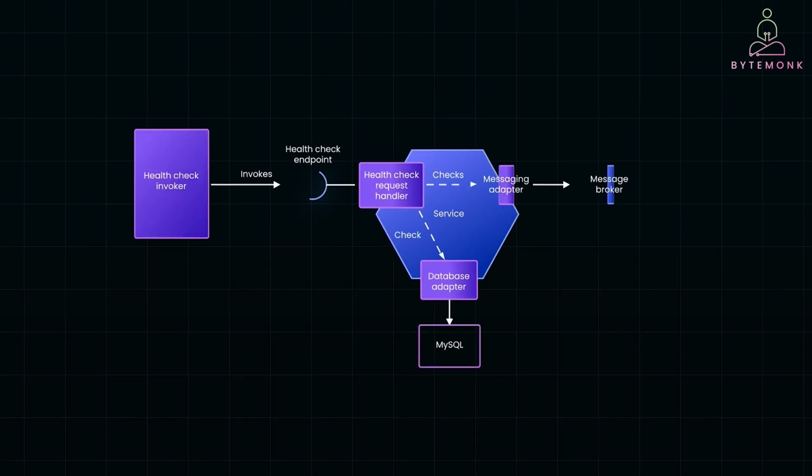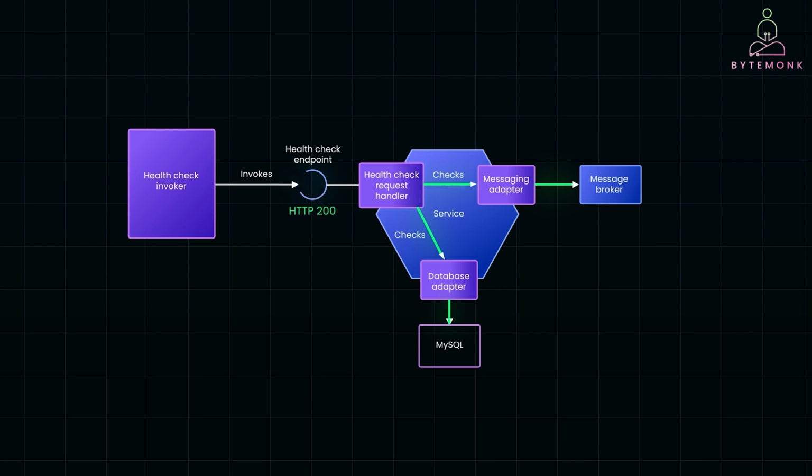In this figure, a service implements a health check endpoint, which is periodically invoked by the deployment infrastructure to determine the health of the service instance. A health check request handler typically tests the service instance's connections to external services. It might, for example, execute a test query against a database. If all tests succeed, the health check request handler returns a healthy response, such as an HTTP 200 status code. And if any of them fails, it returns an unhealthy response, such as an HTTP 500 status code.